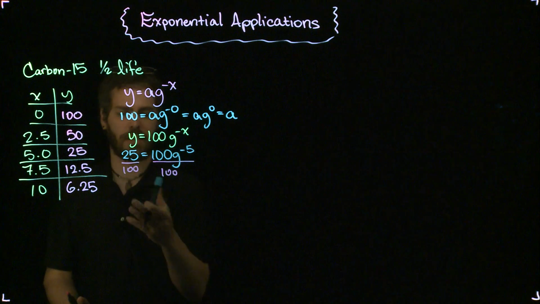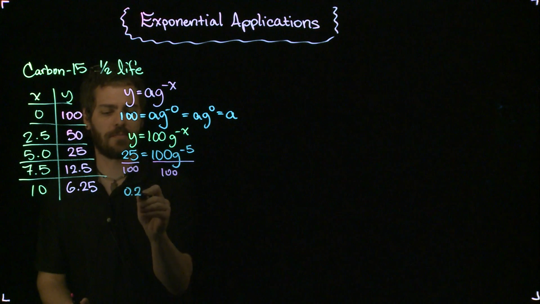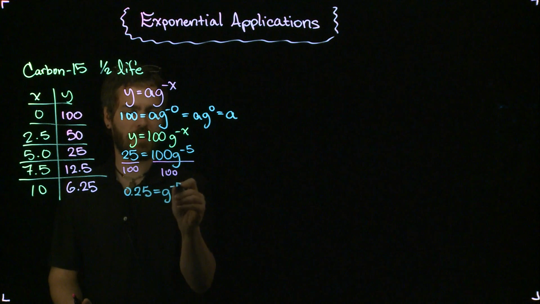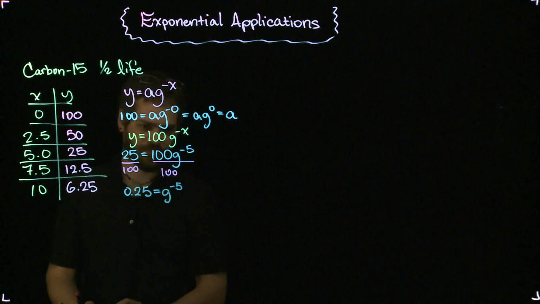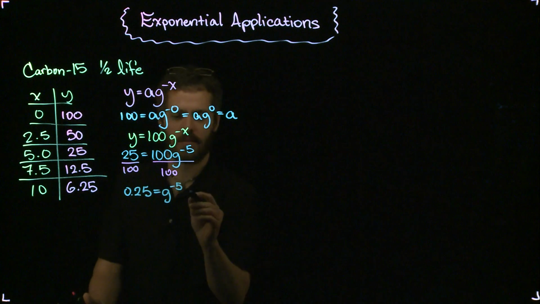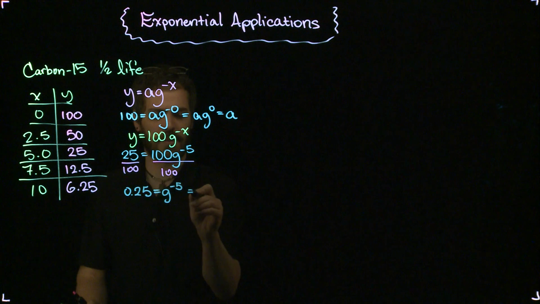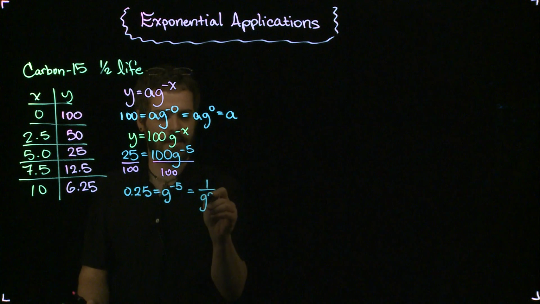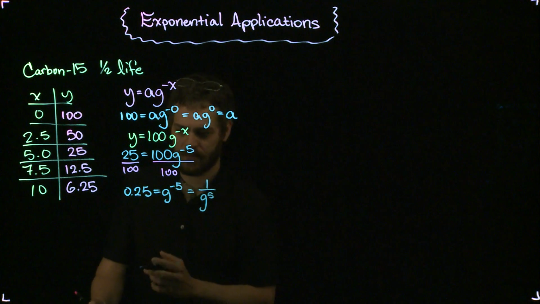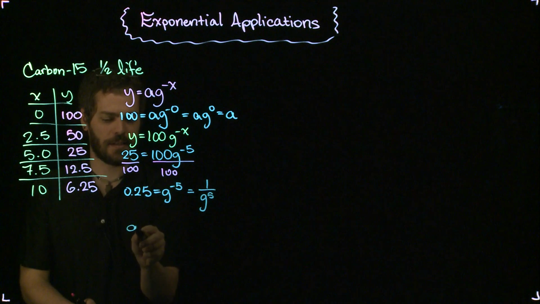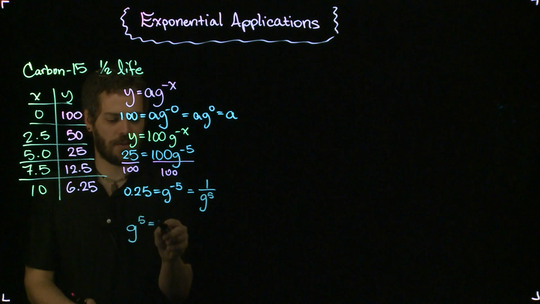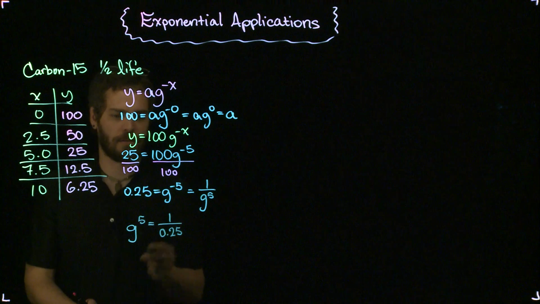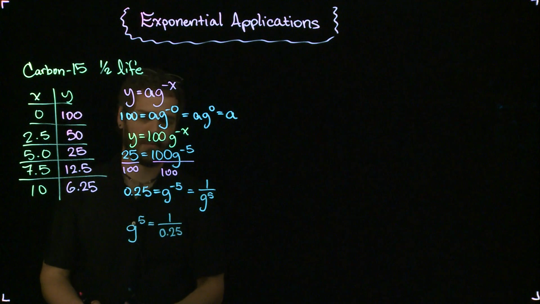Okay, and so on the left side we get 0.25 equals G to the negative 5th. All right, this is going to be a little bit more difficult, I suppose. 1 over G to the 5th. Now, rearranging this, I get G to the 5th is equal to 1 over 0.25. Okay, actually this fraction here flipped over, which is 4.